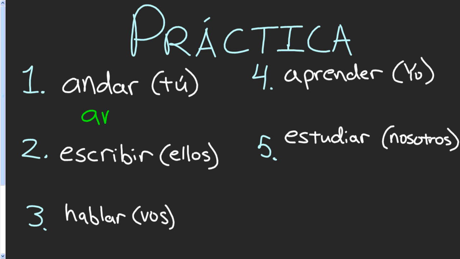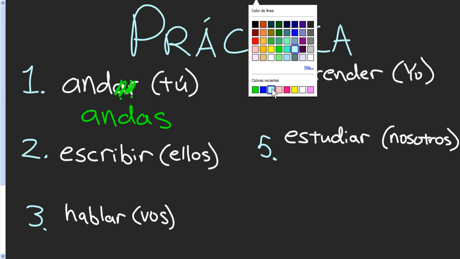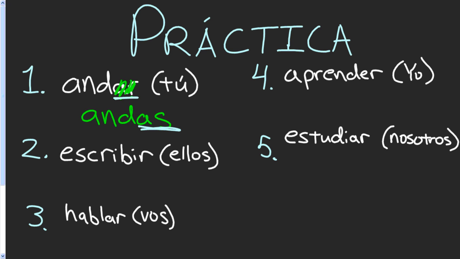Number 1, tú andas, you walk. Because remember, you take the last two letters of the infinitive, andar, meaning to walk. So we have to take off the last two to actually conjugate it. And then we add on our tú ending, which for an AR verb is as. Tú andas.